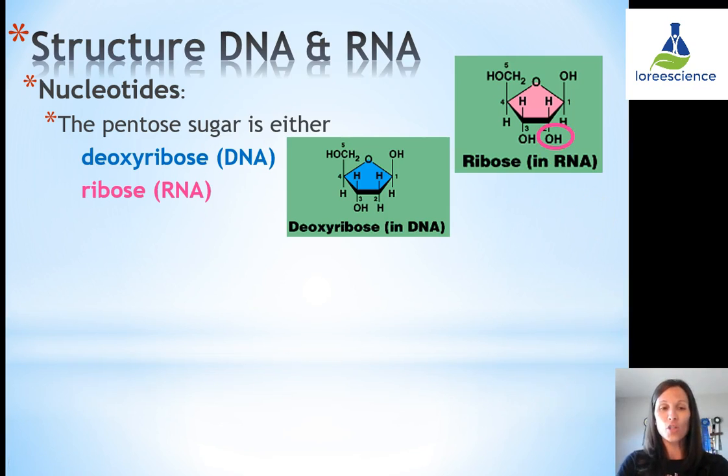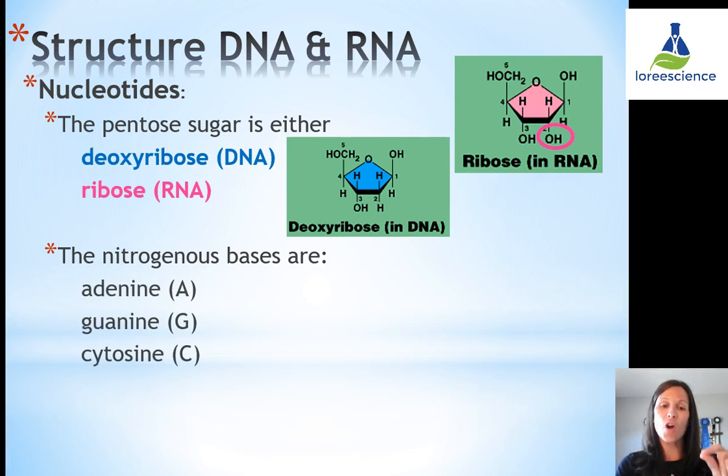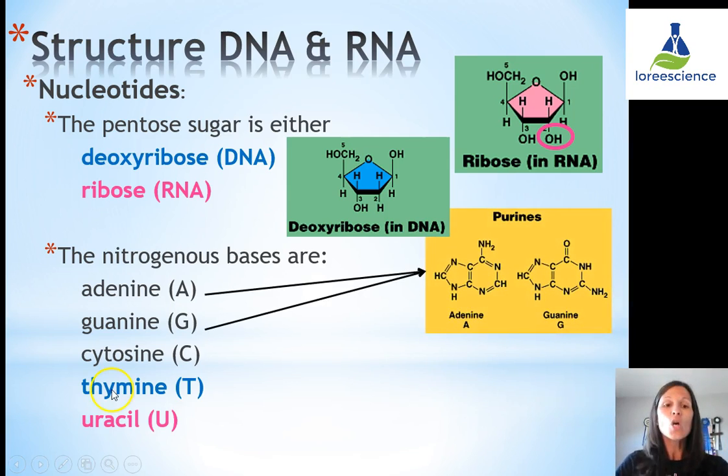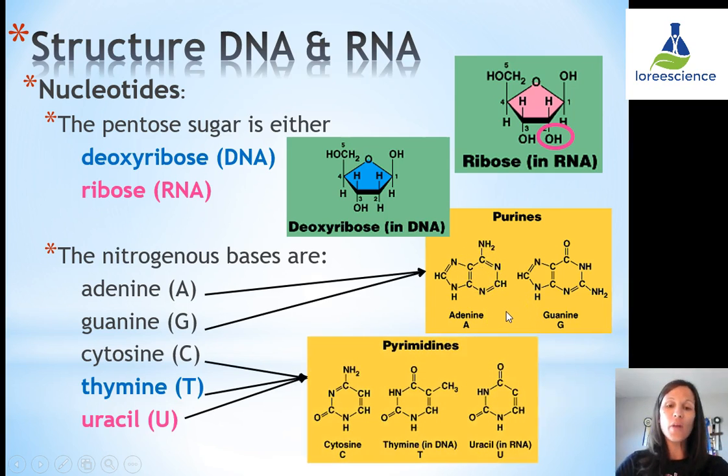Each of these structures then has a nitrogenous base attached to it. Both DNA and RNA have these 3 nitrogenous bases: adenine, guanine, and cytosine. They differ in their 4th nitrogenous base. DNA has thymine, where RNA has uracil. We then take a look at these nitrogenous bases, and we want to look at whether they're single or double rings. So adenine and guanine are called purines. They have double rings, or 2 rings, as part of the nitrogenous base. Cytosine, thymine, and uracil, on the other hand, are called pyrimidines. They have a single ring each.